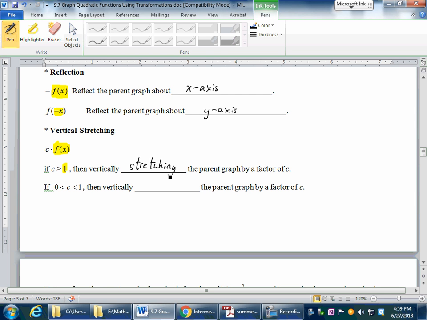If the value c is between 0 and 1, which is less than 1, greater than 0, then it will be vertically shrinking. So the graph will be a lot flatter.